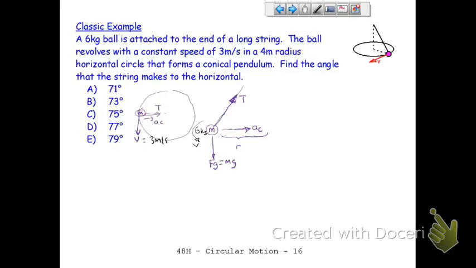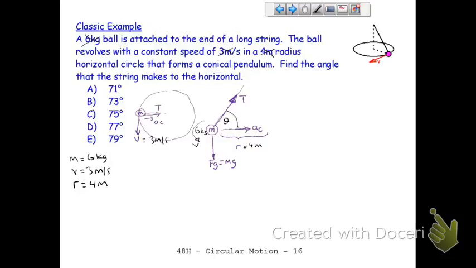Okay, and then the radius is 4 meters. Whenever in doubt, do yourself a nice list. So m is equal to 6 kilograms, and v is equal to 3 meters per second, and r is equal to 4 meters. That's done. The ball rolls. That's done. Find the angle. So it says the angle between the string and the horizontal. Okay.